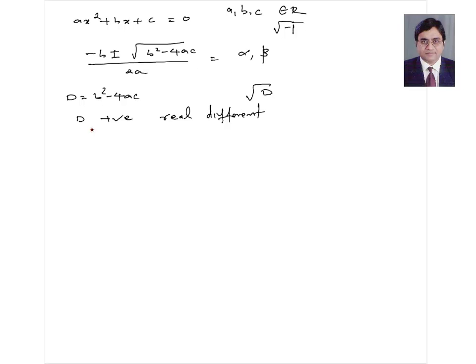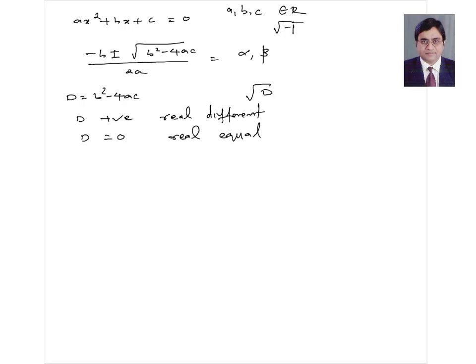Now, if D is equal to 0, then plus or minus signs don't hold any meaning. Minus b plus or minus 0, it's going to get you minus b only. So you are going to get only one value, whether alpha or beta, only one value. So we would say that the two roots are equal. The two roots are equal.